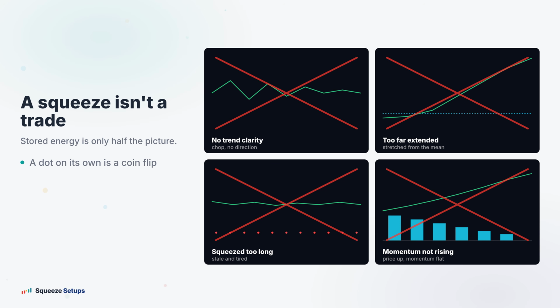But, and this is the part most people skip, it's a big but, a squeeze by itself is not a trade. It only tells you that energy is stored. It says nothing about direction, and it says nothing about odds. We'll spend several videos turning that raw signal into an actual edge, but starting at its core, we don't have any kind of edge, nor do we have any kind of directional bias.